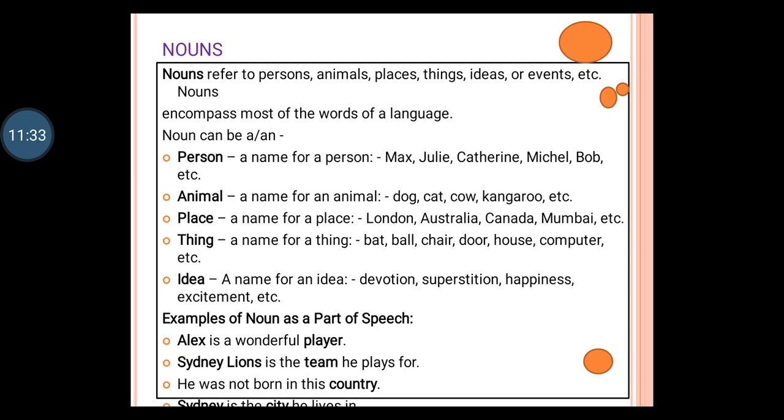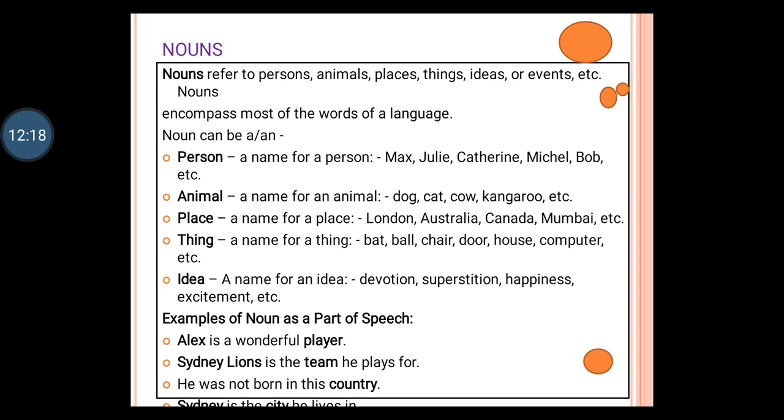Then an idea, the name of an idea. Devotion, something that is abstract. We'll get into that. Superstition, happiness, excitement. Now, the core values of Sleek Angels, what are they? Can you remember? Integrity, discipline, hard work. These three things can be categorized as ideas. Integrity, you don't see it. Discipline, you don't see it. Hard work, you don't see these things. They are all ideas. They are all nouns and they can all be categorized under idea.